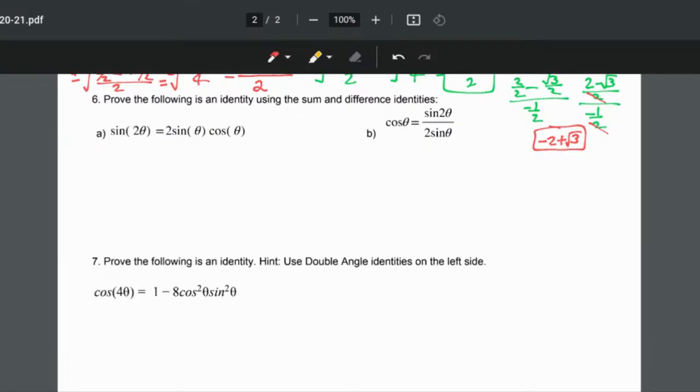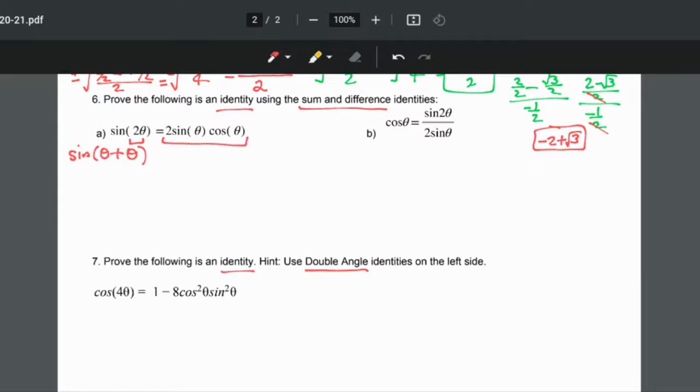So for numbers 6 and 7, we're going to prove the identities using either the sum and difference identities or the double angle identities. So if we could expand sine of 2 theta to be sine of theta plus theta, let's just prove that the double angle formula really is equivalent to 2 times sine theta times cosine theta.